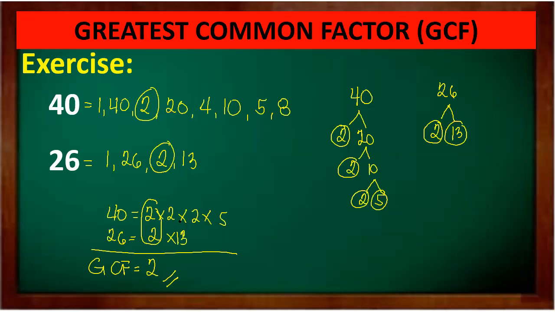It depends on what you prefer, method 1 or method 2. If you think you can solve faster using method 1, feel free to use it. If you are faster with prime factorization using prime numbers, method 2, feel free to use method 2. Okay? So hopefully we were able to give you some information on how to find the greatest common factor.